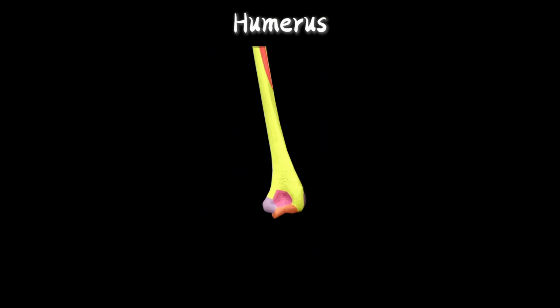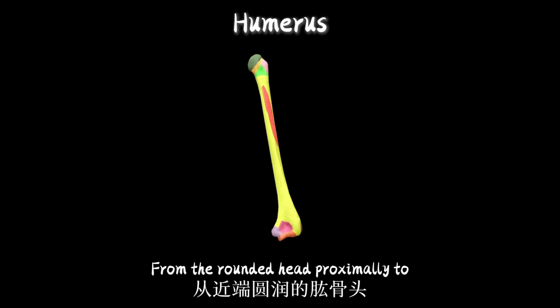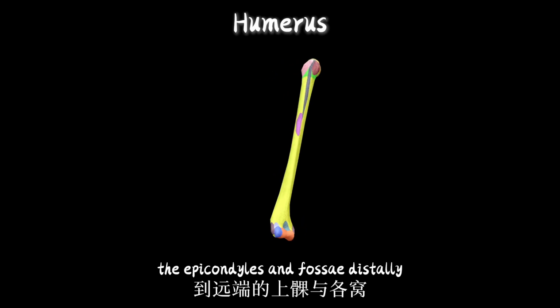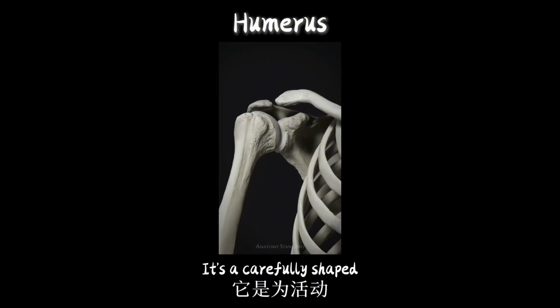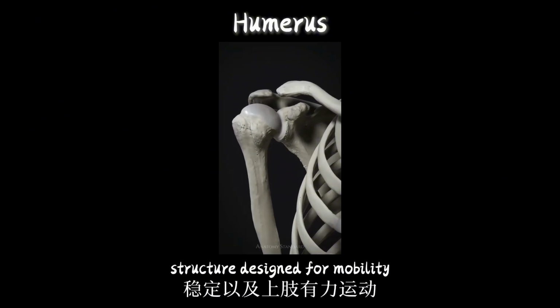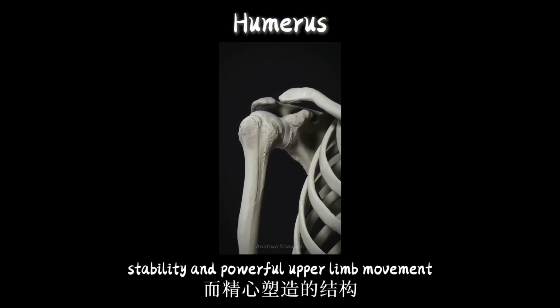during extension. From the rounded head proximally to the epicondyles and fossae distally, the humerus is more than just a long bone. It's a carefully shaped structure designed for mobility, stability, and powerful upper limb movement.